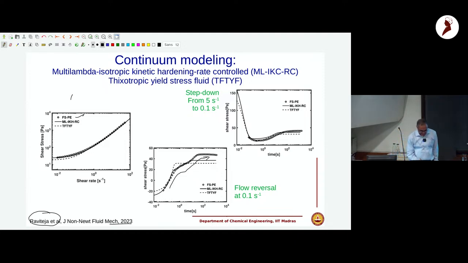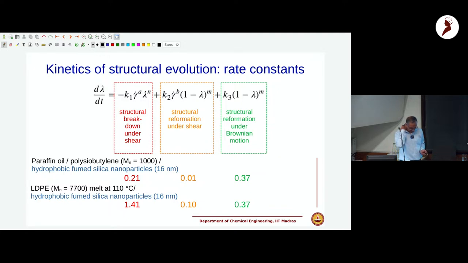One other type of experiment which is also done is flow reversal. So you shear the material at, let's say, 5 per second, and then start shearing it at minus 5, and then look at the stress evolution in these kinds of systems. If you look at the rate constants that we could evolve in terms of K1 or K2, we can see that, of course, the Brownian scale doesn't really change. But there is an order of magnitude change in the case of the reformation rate, and the breakdown is affected also.